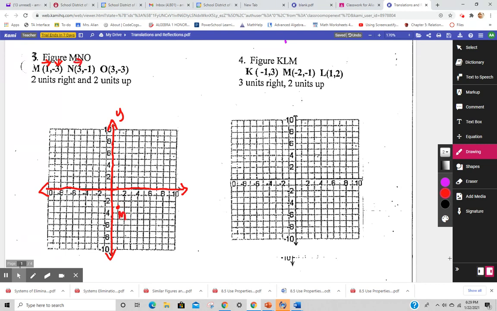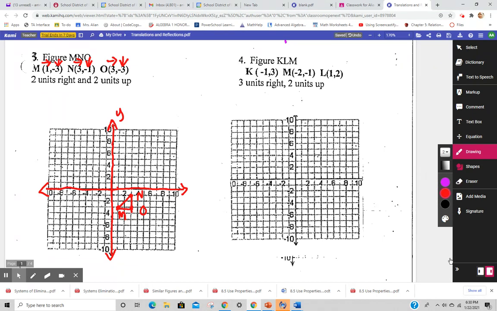That's right 3, down 1. Right 3, 1, 2, 3, and down 1. And that is N. Right 3, down 3 for O. Right 3, 1, 2, 3, and down 1, 2, 3. So this is O. When we connect the dots, we have our pre-image.